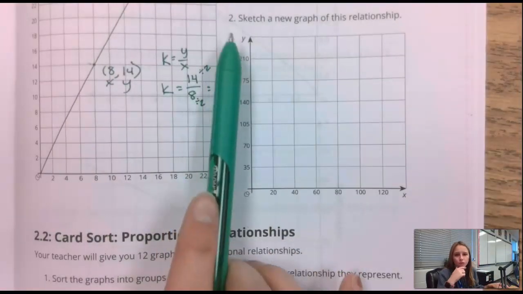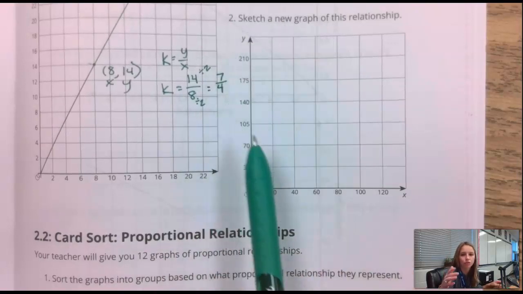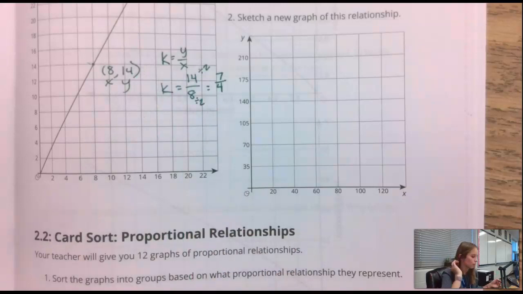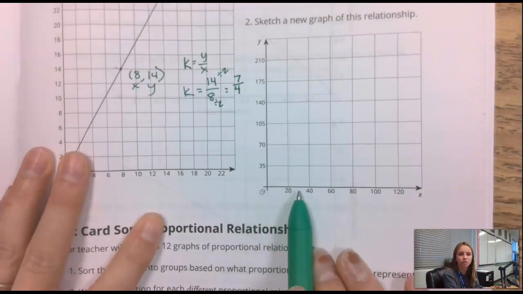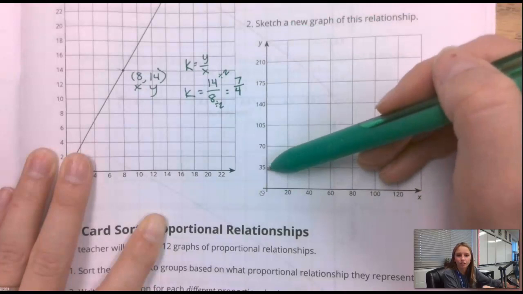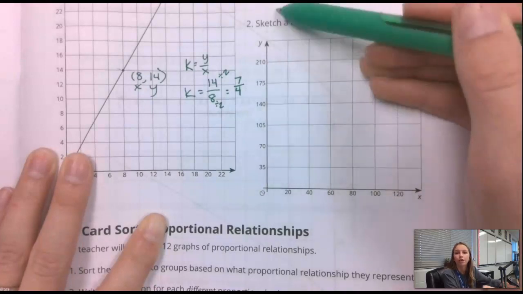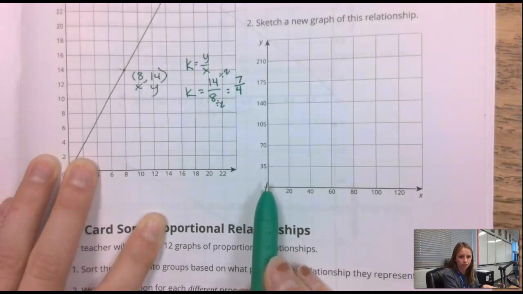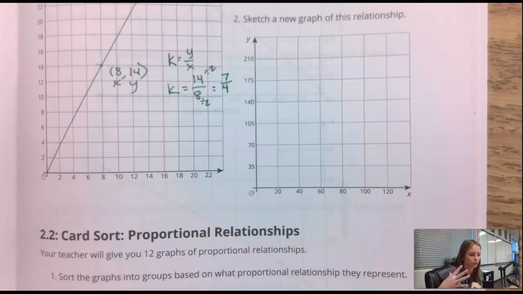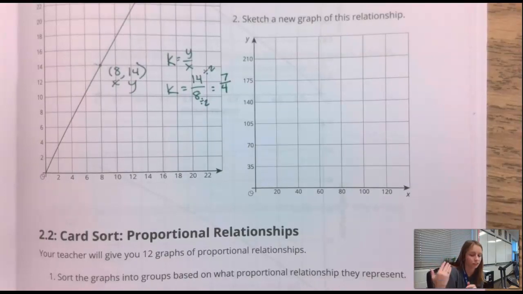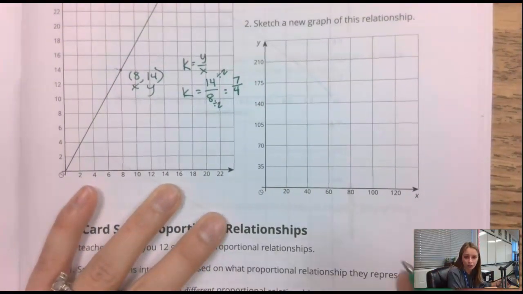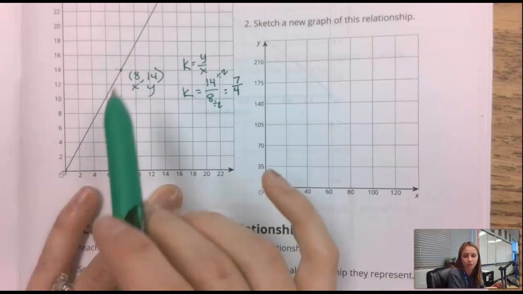Now it says we're going to sketch a new graph of this relationship. So we're going to use this graph here to sketch that line, okay? The first thing we need to notice is what these represent. Each unit is increasing by 35 on the y-axis, and it's increasing by 20 on the x. So make sure you always look to see how the graph is increasing, because it's not always by 1. So we need to figure out how we're going to plot points on here, because over here our numbers are a lot smaller.